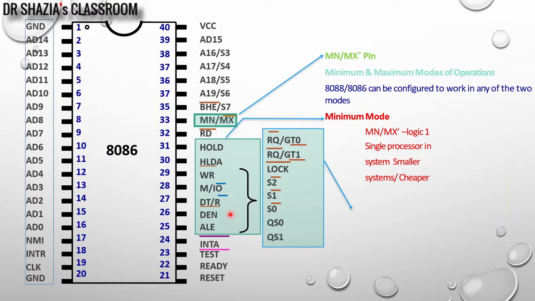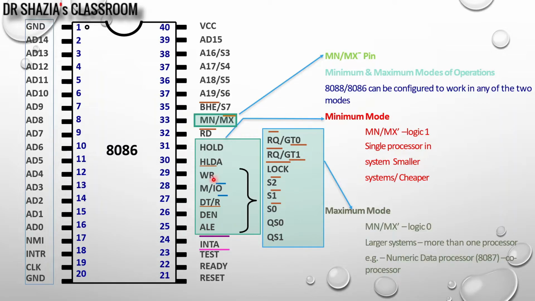Then when MN/MX bar goes low, the processor will be operating in maximum mode of operation. In maximum mode of operation, it is called larger systems, where there will be more than one processor present in the computing system.